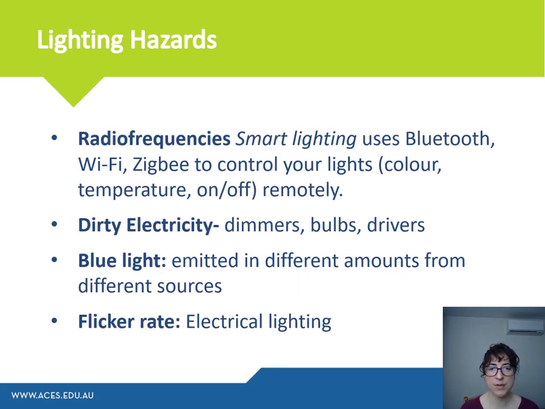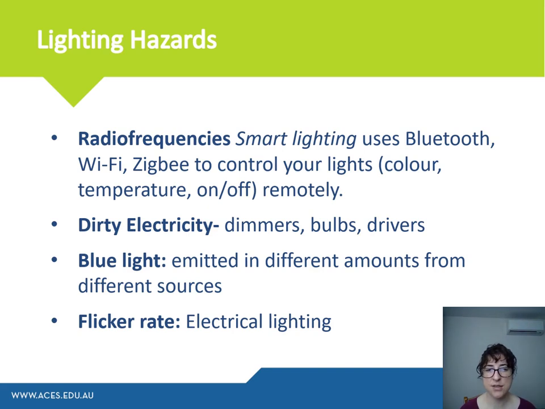So radio frequencies are also a big hazard at the moment, especially with the increase in smart lighting. People hook up their phones using Bluetooth to the lighting so that they can either change the tone of it or turn them off and on. There's Wi-Fi, there's Zigbee to control lights. There are different types of radio frequency signals, and that's just a matter of looking at the specs of the light to see what they actually emit.